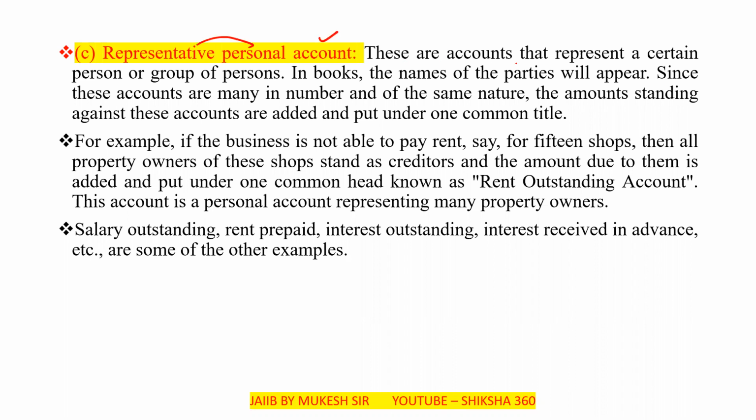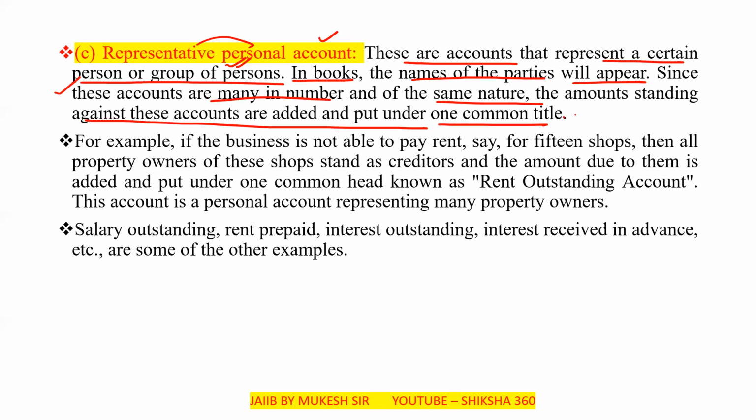These are the accounts that represent a certain person or group of persons. In the books, the names of the parties will appear, but since these accounts are many in number and of the same nature, the amounts standing against these accounts are added and put under one common title.